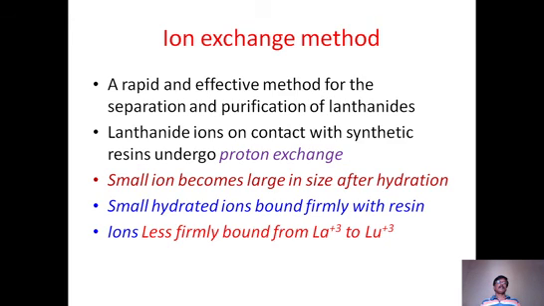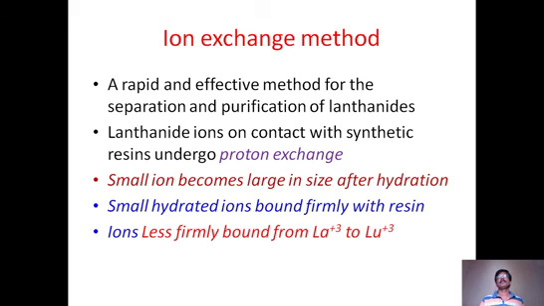Therefore, with the decrease in the ionic size, there is an increase in the hydrated ionic size. And as the hydrated ionic size increases, its binding ability with the resin decreases. So when you go from left to right, ionic size is decreasing, that is, hydrated ionic size is increasing, that is, its binding capacity is decreasing. From lanthanum to lutetium it is decreasing, so ions are less firmly bound from lanthanum plus 3 to lutetium plus 3.